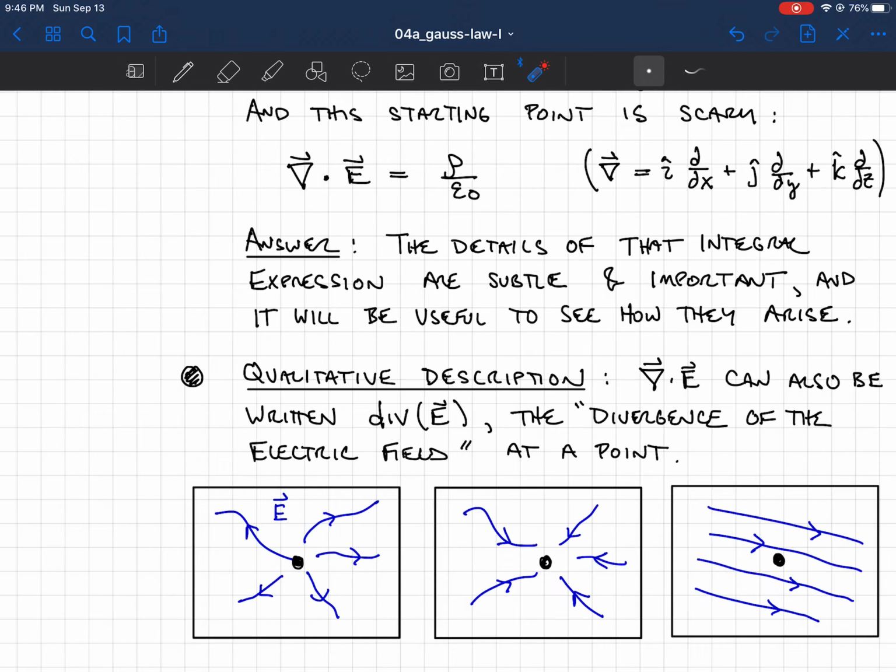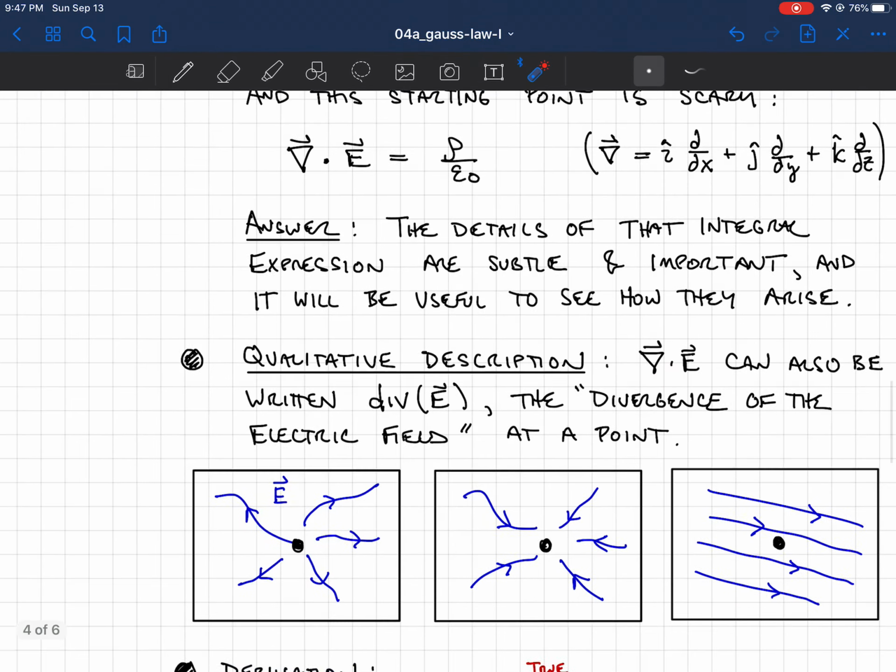So if you take the dot product with E, you'll get partial Ex over partial x plus partial Ey over partial y plus partial Ez over partial z. We're not going to talk any more about that, but let's talk about what it means qualitatively. So this equation applies at every single point in space. I could look at a point in space and the electric field around that point and ask, what is this thing in that region?